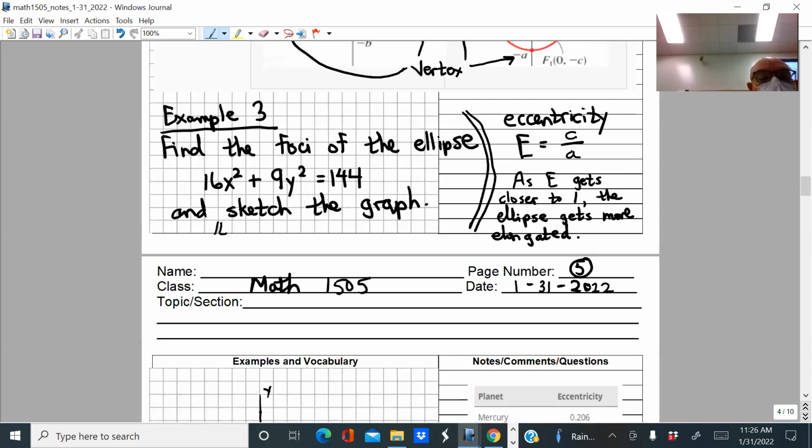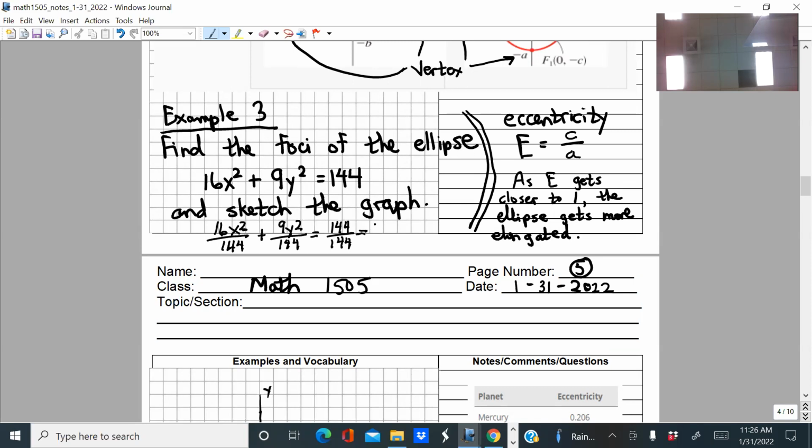I'm going to take the 16 x squared and divide that by 144. And then the 9y squared, let's also divide that by 144. And then, of course, we have 144 divided by itself, which, by design, is going to be 1. So we get the right-hand side looking correct.